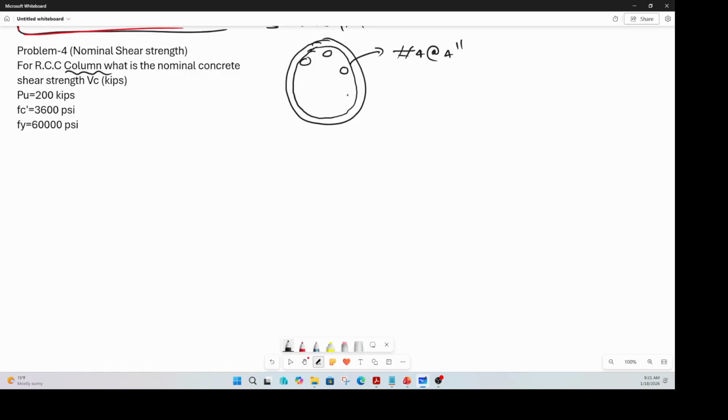And then there are a bunch of longitudinal bars. I'm not drawing the exact number, but there are 10 number 8 bars. The diameter of the column is given as 24, and this column is subjected to a certain axial load, Pu, and we are asked to calculate the nominal shear strength. Okay, so the ask is to calculate just the Vn, the nominal. And we are not multiplying with the strength reduction factor to calculate your V design.